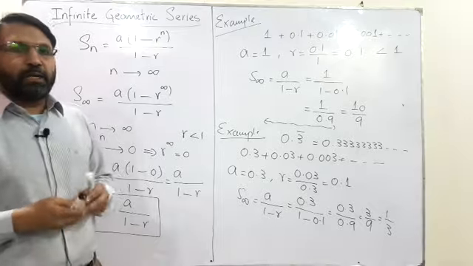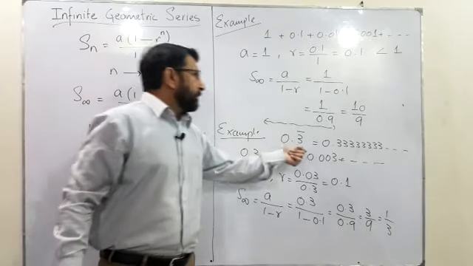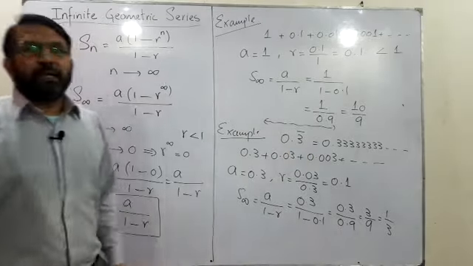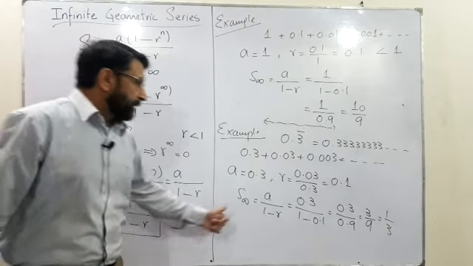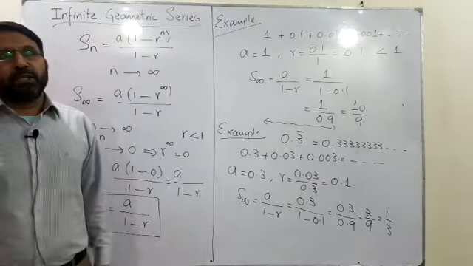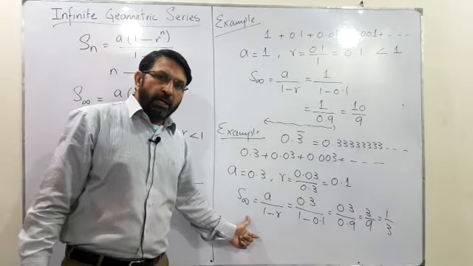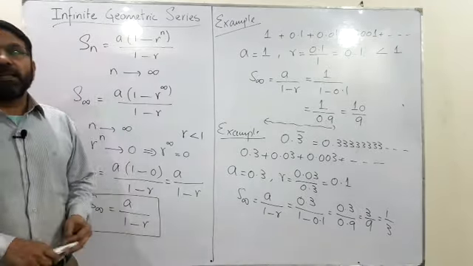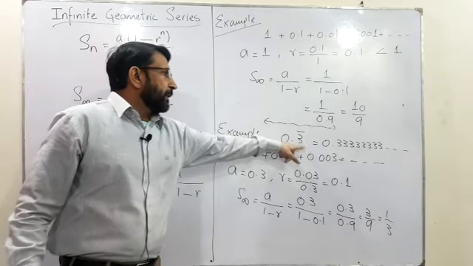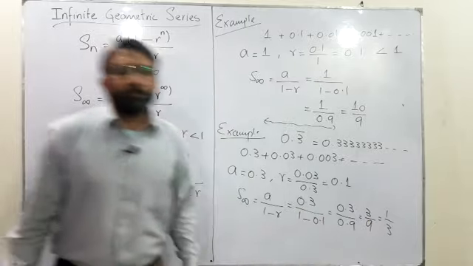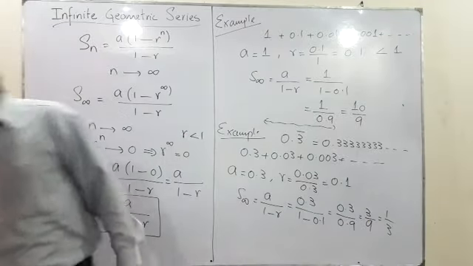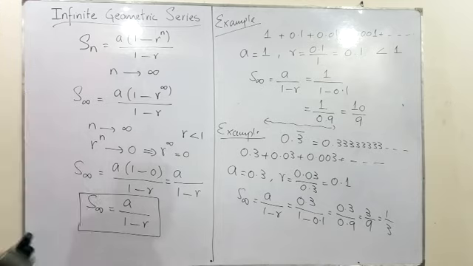And we have seen in our junior classes that whenever 3, 3, 3 is consecutively appearing, we can write it as 3 over 9. But this is the basic procedure behind it, how we write it down. So the infinite geometric series sum helps us find how to convert a recurring decimal into a rational number. Let us take another example which may help you a little bit more.